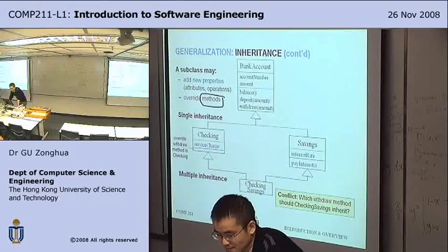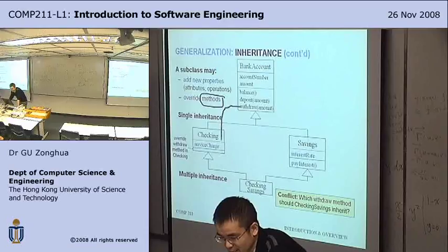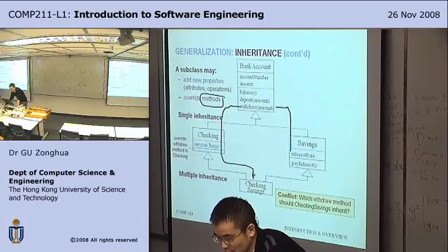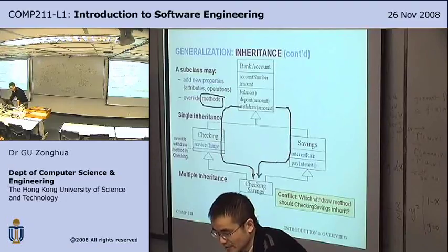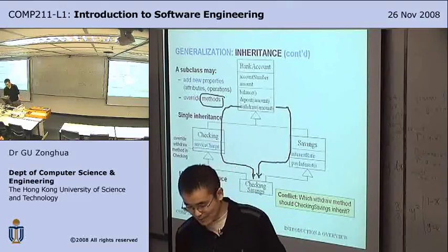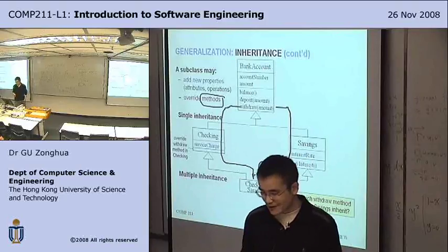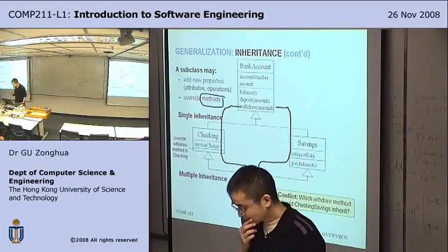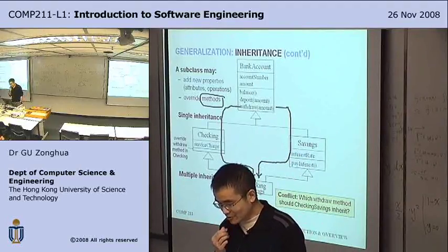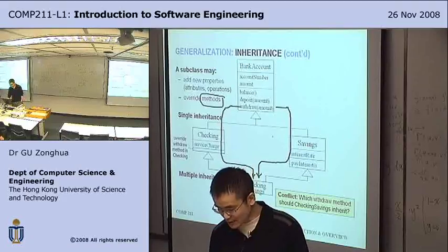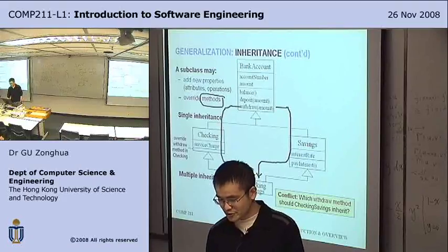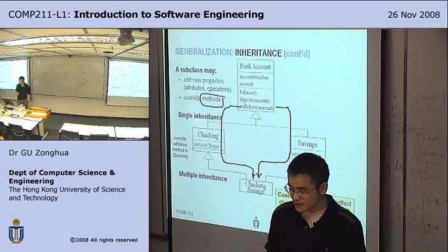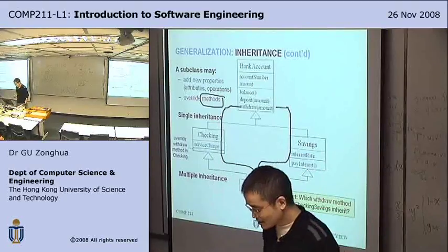So the withdrawal operation is inherited from checking to checking savings. And also from this path, you may get this same operation from both branches. Now, for this case, it's perhaps okay because withdrawal is not overridden in checking or savings.